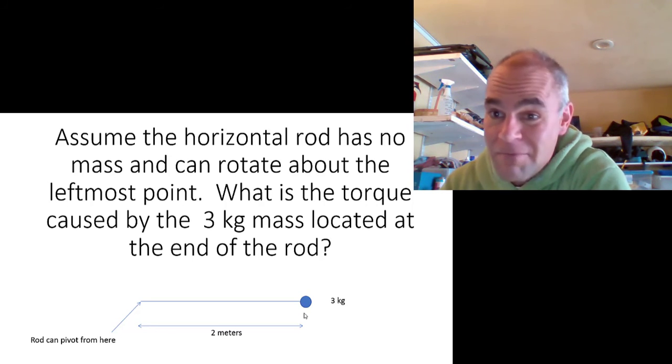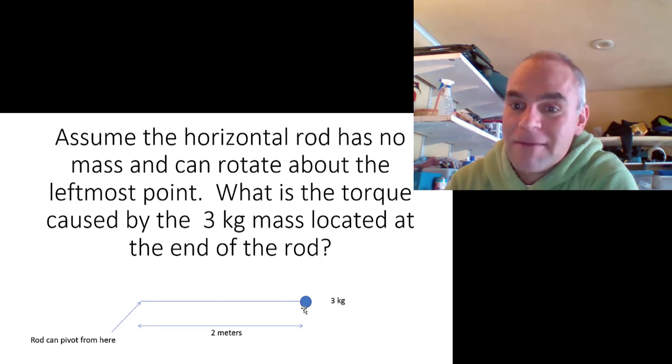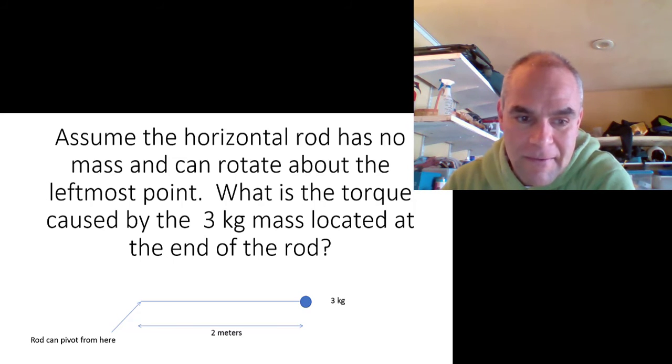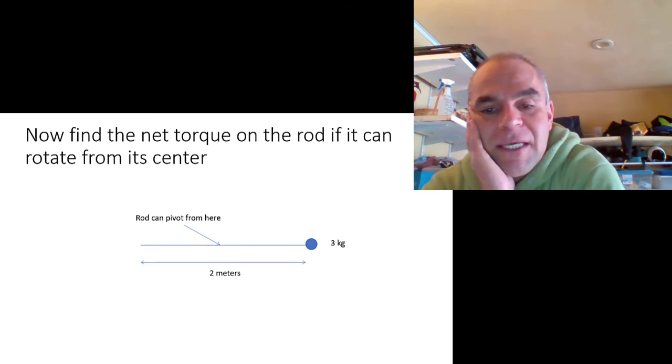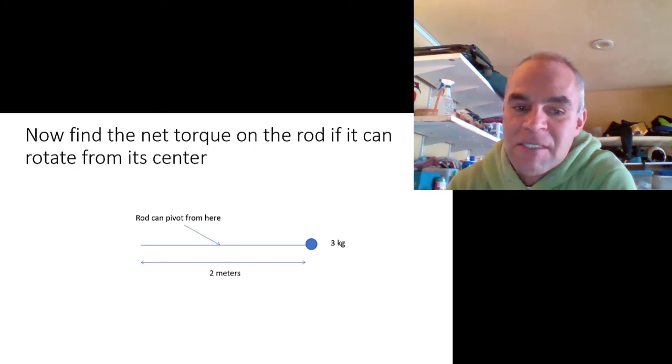But it's only a 3 kilogram mass, you say. Try it. Now, in this case, it would be a little bit easier. It would be just a 1 meter distance that the 3 kilogram mass was located from the point of rotation. So the torque in this case would be 30 newtons times 1 meter, or 30 Newton meters, or half of what it was previously.